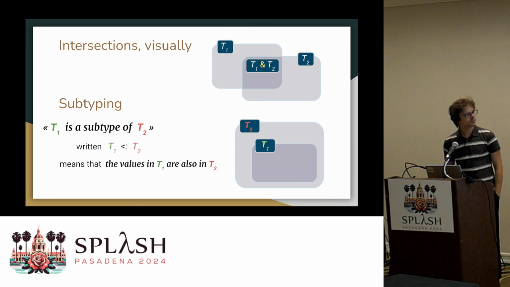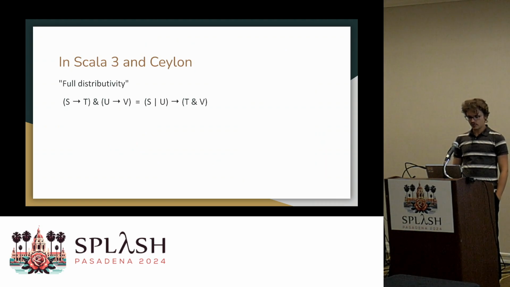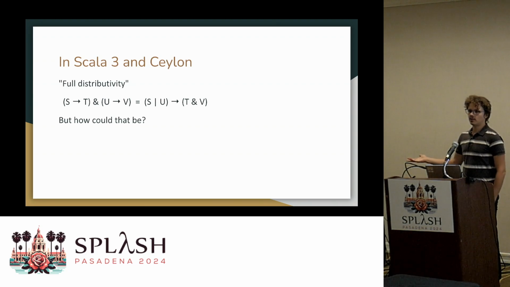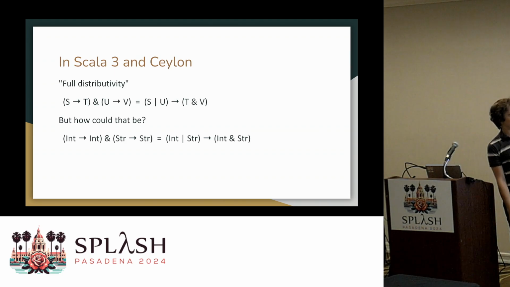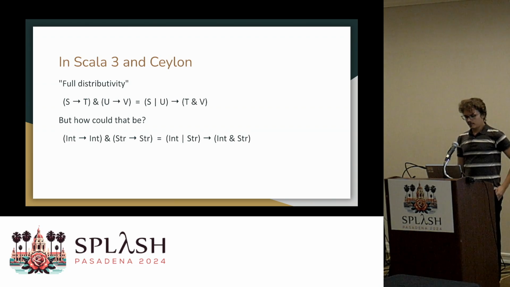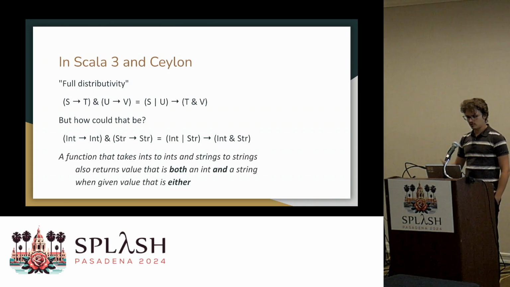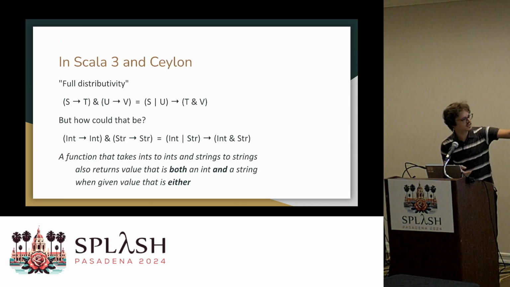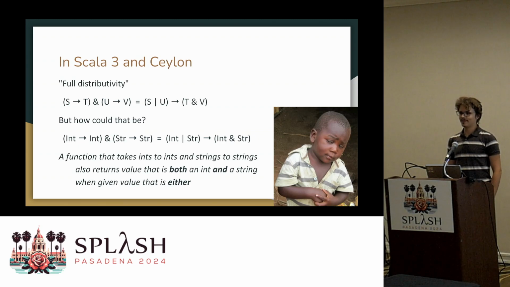And so in Scala 3 and Ceylon, as I mentioned, you have full distributivity, you have this rule, okay? And how could that be? Because after all, think of an intersection of concrete types, int to int and string to string. Scala and Ceylon tell us this is the same as int or string to int and string. So a function that takes ints to ints and strings to strings, meaning it has this intersection type, also returns a value that is both when given either. Weird, right?